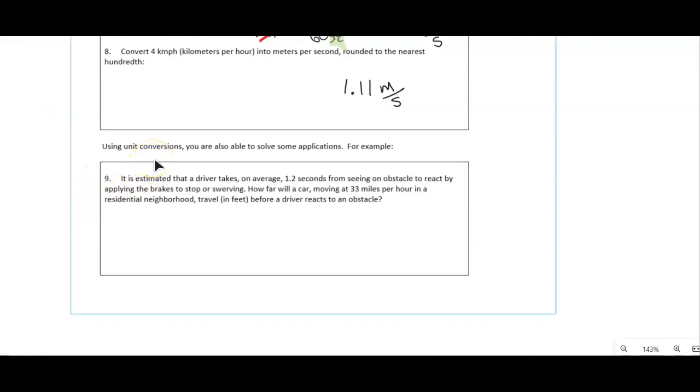All right, last question on this page. We can also use unit conversions to solve some of the applications. So in this example, we're given that it takes a driver on average 1.2 seconds from seeing an obstacle to reacting by applying the brakes to stop or swerve. How far will a car moving at 33 miles per hour in a residential neighborhood travel in feet before a driver reacts to an obstacle? So how far, if they're driving 33 miles an hour, will they travel in 1.2 seconds?